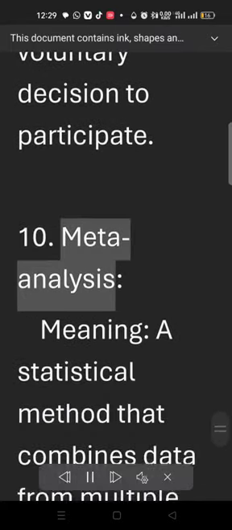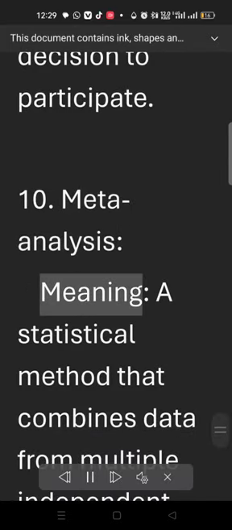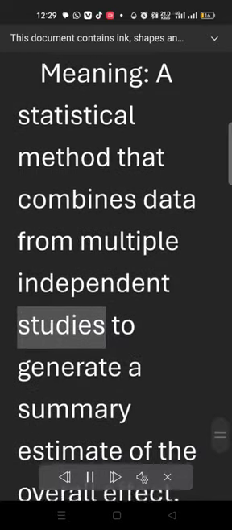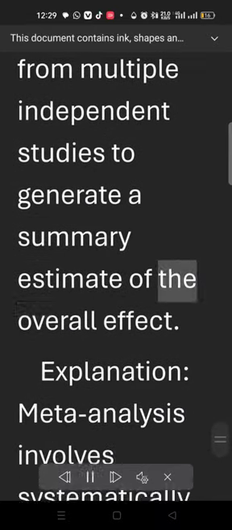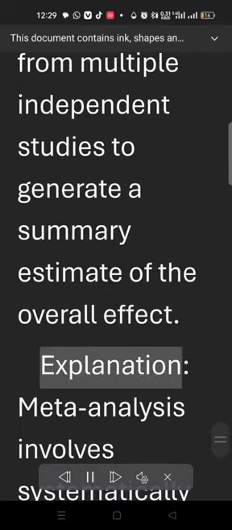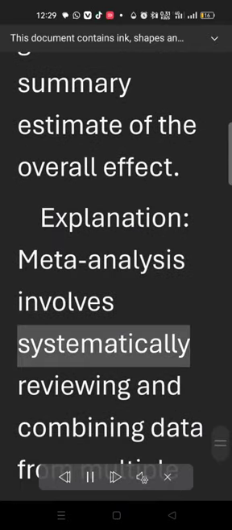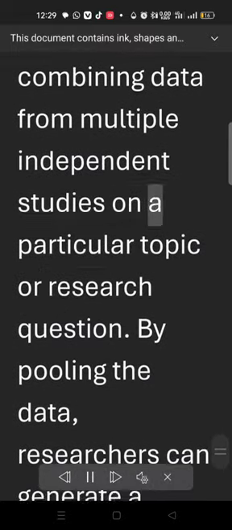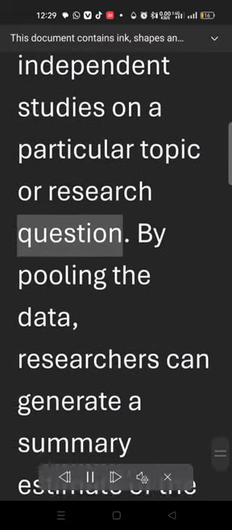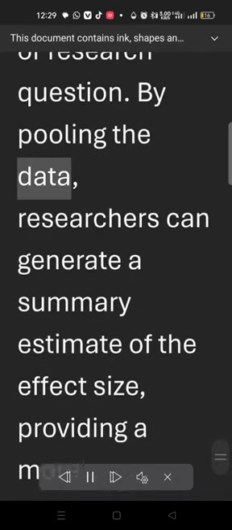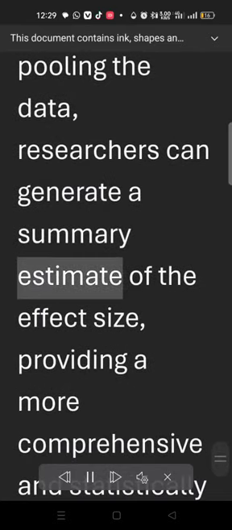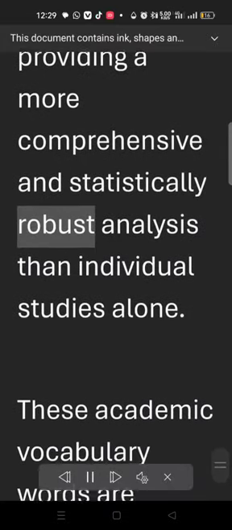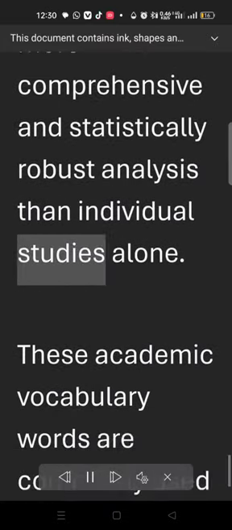10. Meta-analysis. Meaning: a statistical method that combines data from multiple independent studies to generate a summary estimate of the overall effect. Explanation: meta-analysis involves systematically reviewing and combining data from multiple independent studies on a particular topic or research question. By pooling the data, researchers can generate a summary estimate of the effect size, providing a more comprehensive and statistically robust analysis than individual studies alone.